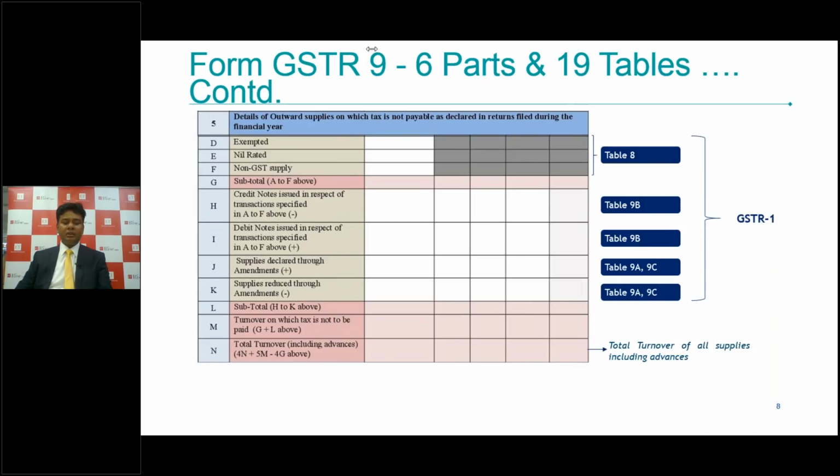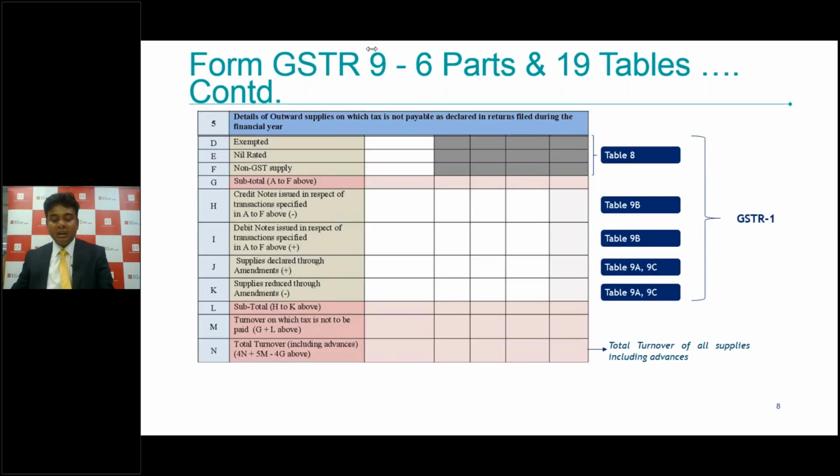Further, if you go down table number 5, you'll realize that it has exempted turnover, nil rated turnover, and non-GST supplies. Now, there is always a debate as to what is nil rated, what is exempted, but let's take the next one, which is more obvious. What are non-GST supplies? Non-GST supplies are all supplies which are kept outside the GST net. So, for example, if I am a petrochemical company, I would report my sale of petrol and diesel in the non-GST supplies because those are kept outside the GST.